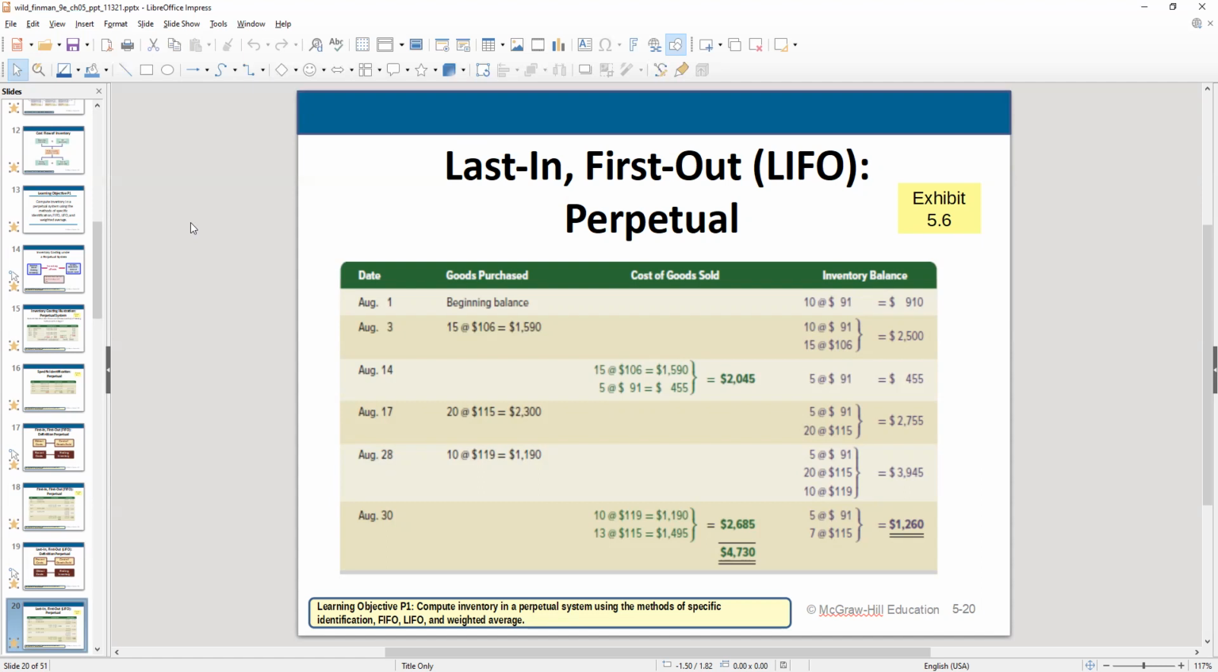$3,945. Now, if you recall, I believe that was 4,000 and some dollars, the ending inventory under FIFO. I can't remember the odd dollars, but it was over 4,000. So you can see already, whatever method you pick is going to affect the amount you carry in inventory. Now on August 30th, we sold 23 bikes.